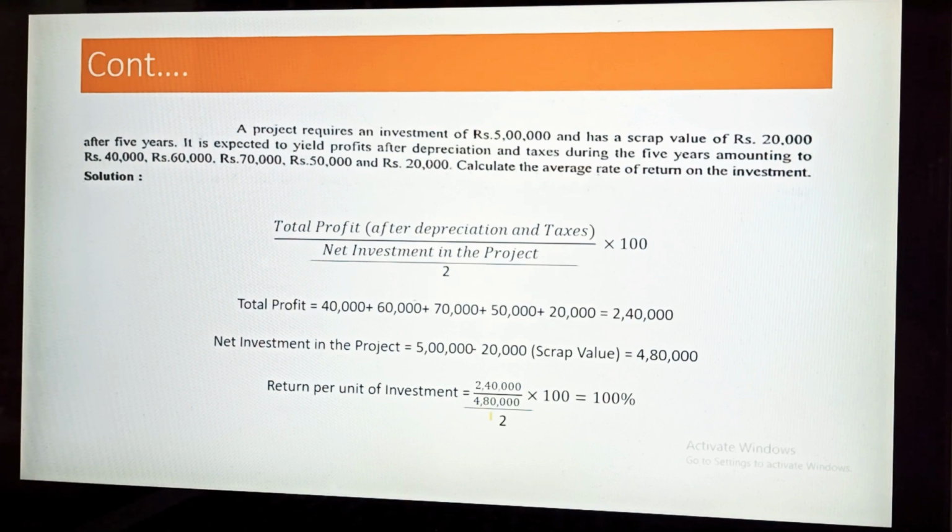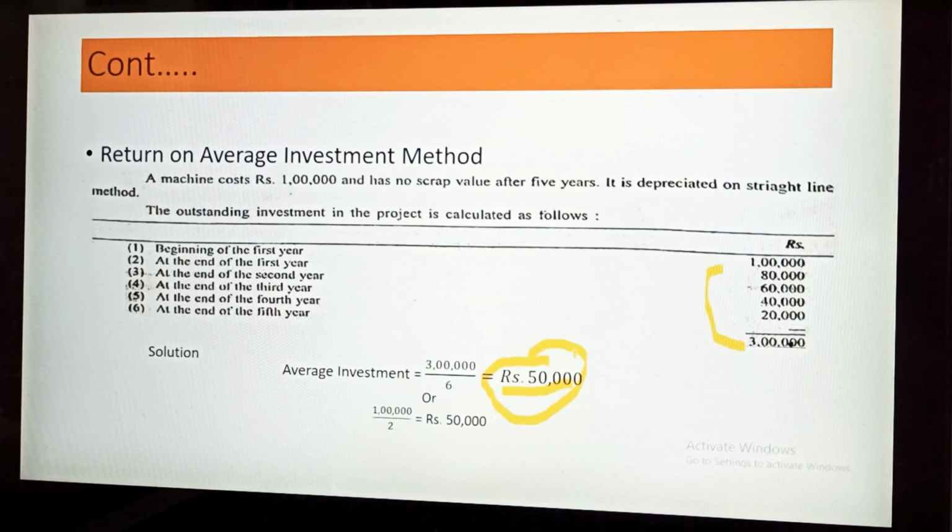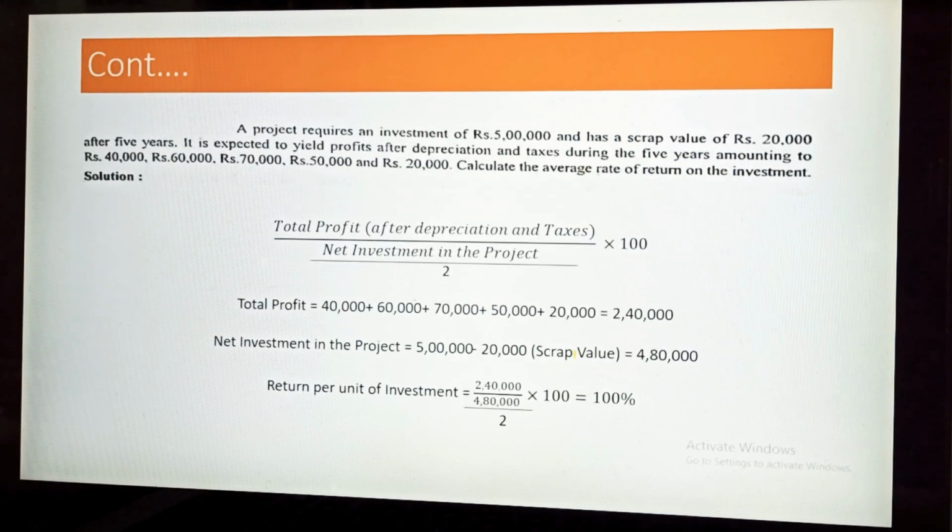Same question, same thing we have to calculate, but with a different question. The question which I have taken here is the same. Project required investment 5 lakh rupees and scrap value is 20,000. Here in this case I have taken two questions, and this is the same question of your earlier example. So total profit after depreciation and taxes divided by net investment in the project and divided by 2. Only a small change in this is 2. You have to divide it by 2, multiply by 100.